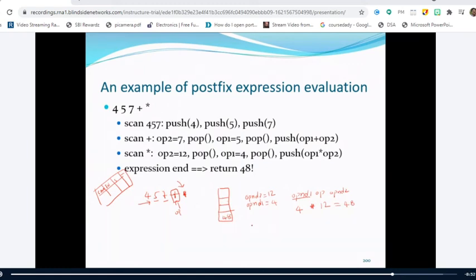Now you have reached the end of the expression. When you reach the end of the expression, the element present on the top of the stack will be the result of the postfix. So the result of the postfix expression 4 5 7 plus star is 48.